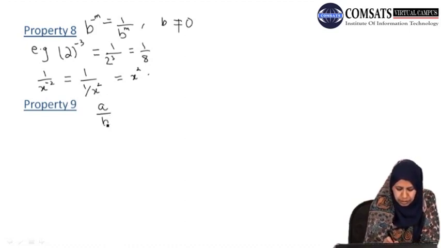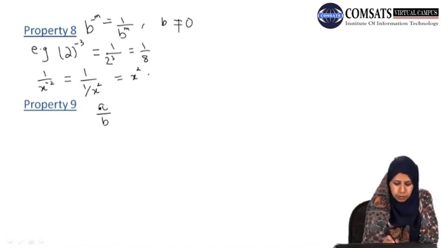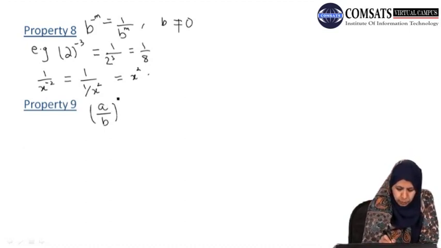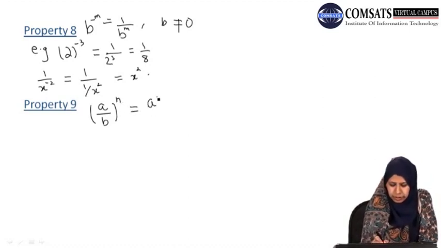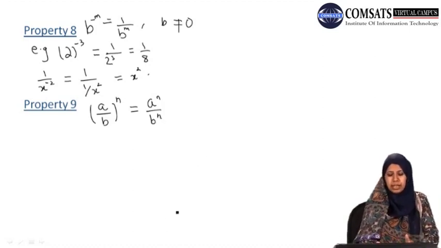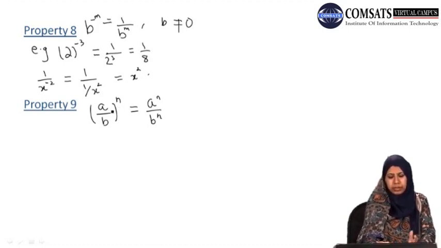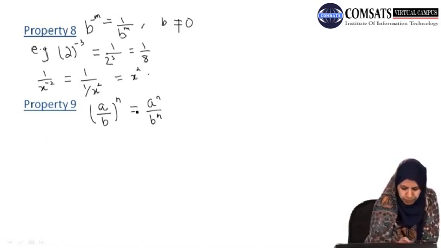The last property says that if we have two positive numbers a and b in a ratio with the same power, then this is nothing but a to the power n over b to the power n. This property says that if we have two numbers in a ratio with the same power, then either we take the ratio first and then the power, which is the same as taking the powers first and then the ratio. That is, the power of a ratio is the same as the ratio of powers, with the condition on b that b is different from 0.